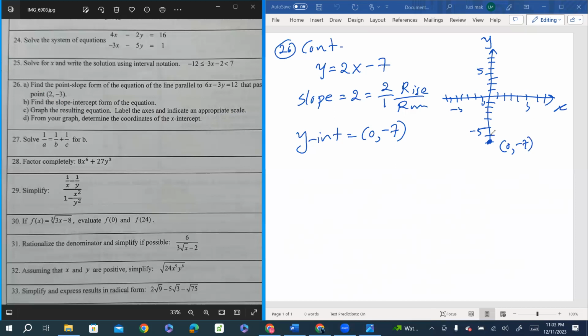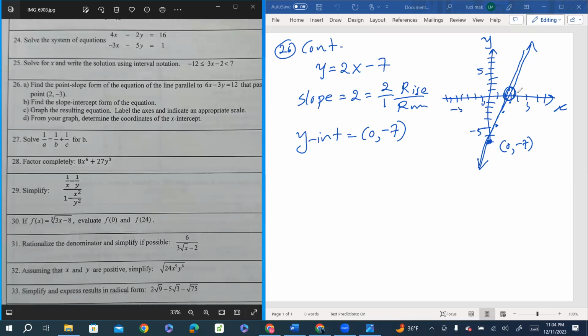And then you have to go up to the right one, right here. Up to the right one, and so on. So the graph should look something like that. And it has a positive slope, so it has to be going up like that. Now, where is it crossing the x-axis? Somewhere around here. I'm not even sure.